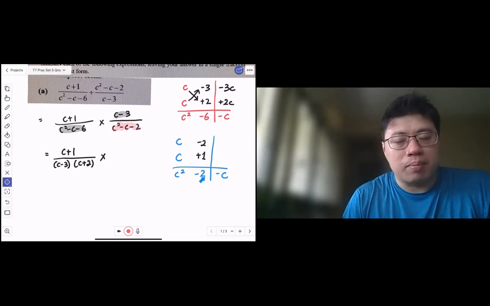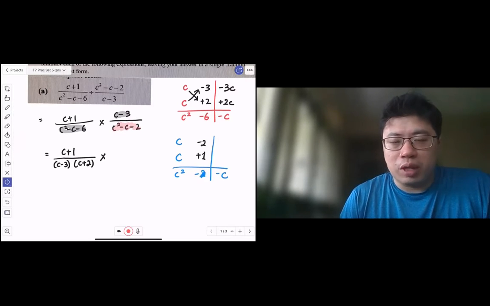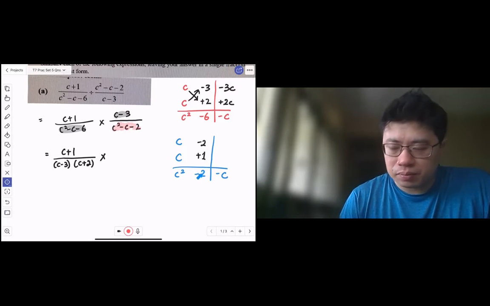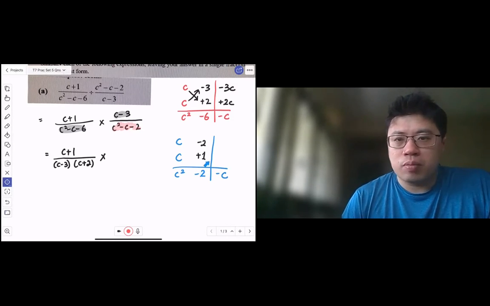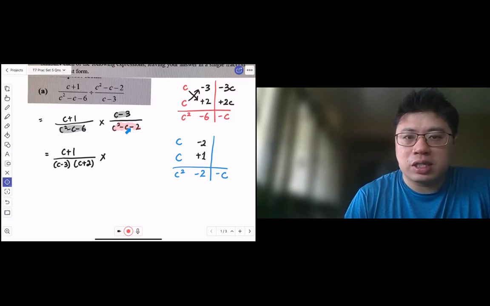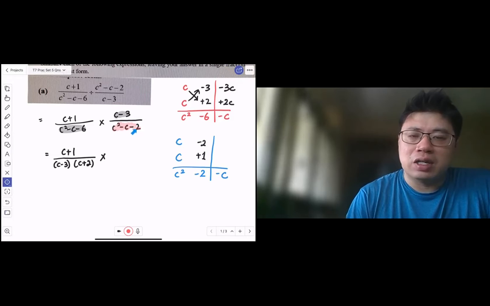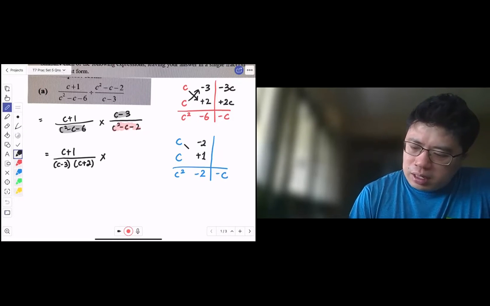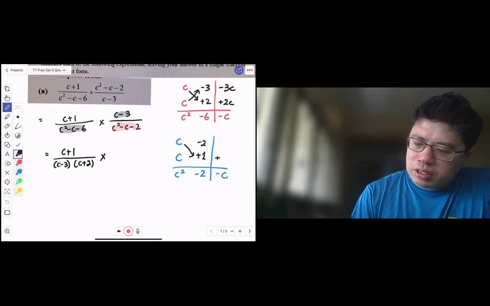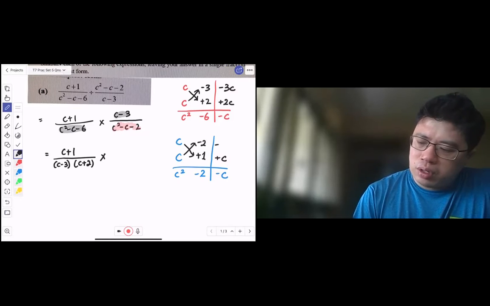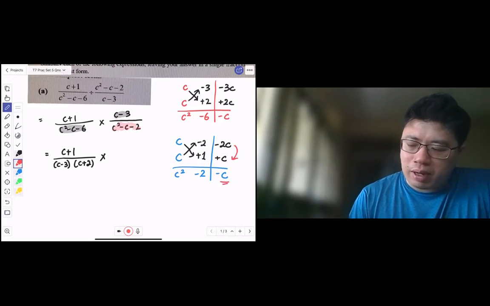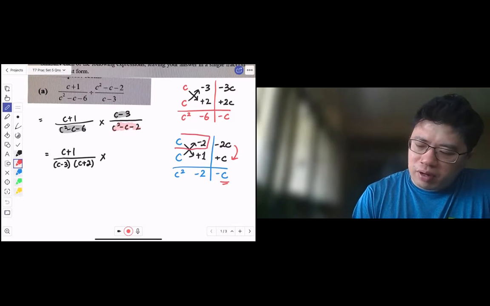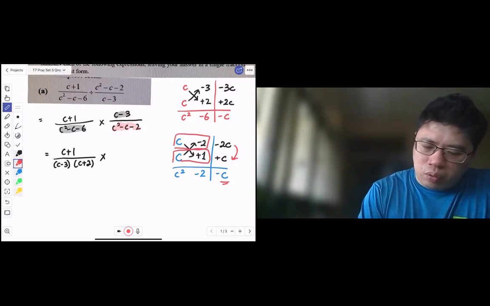Now 2 is actually a prime number, so it's not too difficult to identify the factors of negative 2. Remember, why do I think of negative 2 and 1? Because I saw a negative c. So for negative c, you need a bigger negative factor in order to get a negative outcome. c multiplied by 1 will give me a positive c. c multiplied by negative 2 gives me a negative 2c, and negative 2c plus c will give me minus c. So I identify my factors as c minus 2 and c plus 1.